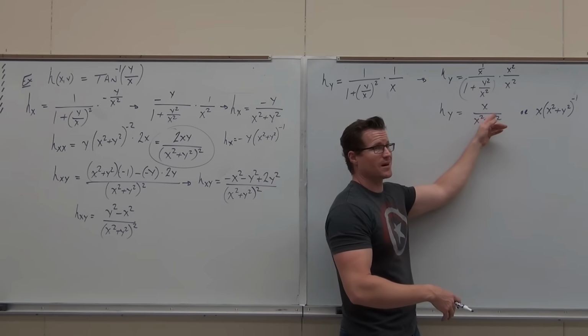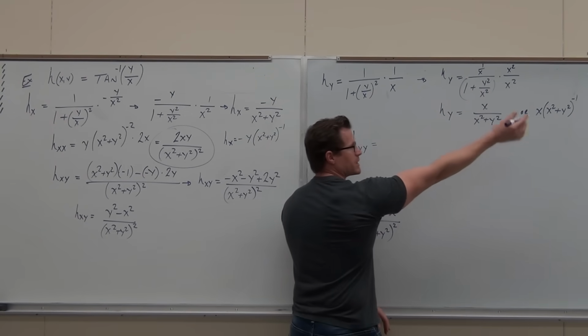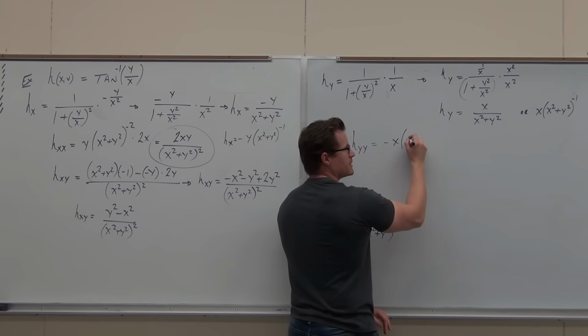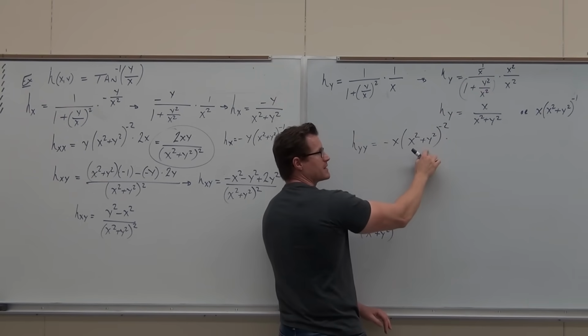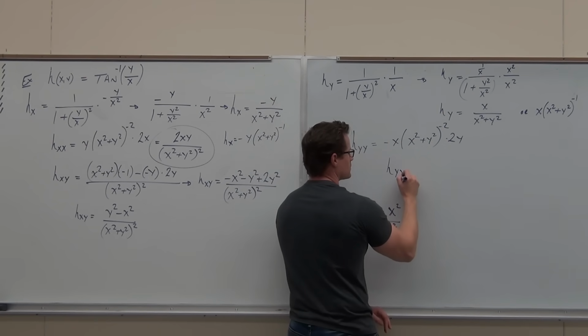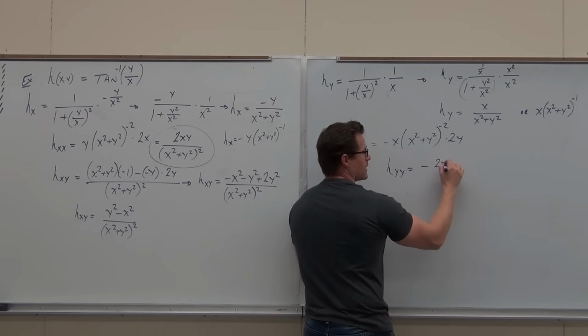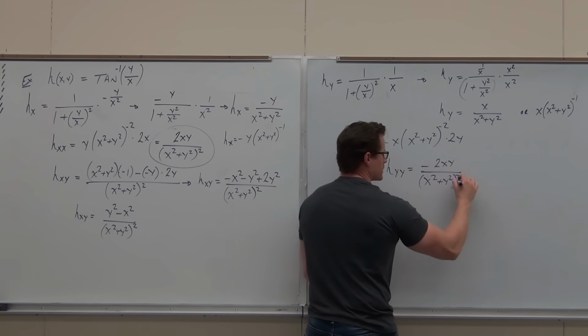X is not my variable, man. It's a constant. This right there is the only variable. I'd use that one. So this derivative is bring down the power, negative x. Leave the inside stuff alone, negative 2, times the derivative of the inside with respect to y, which is 2y. And we get negative 2xy over x squared plus y squared to the 2nd.